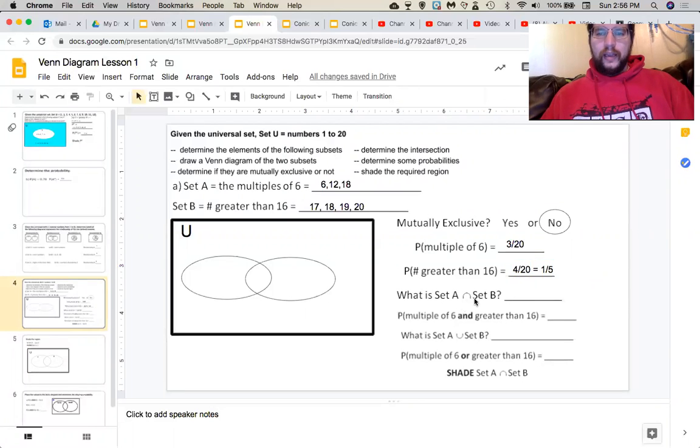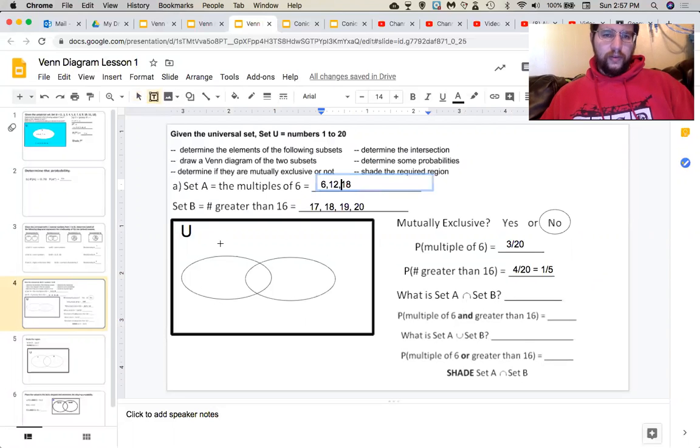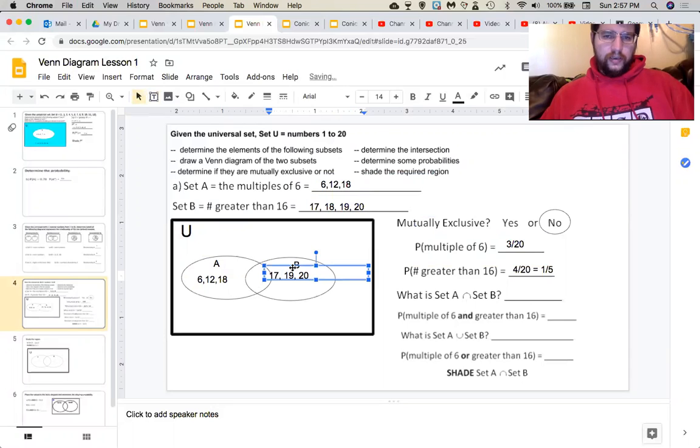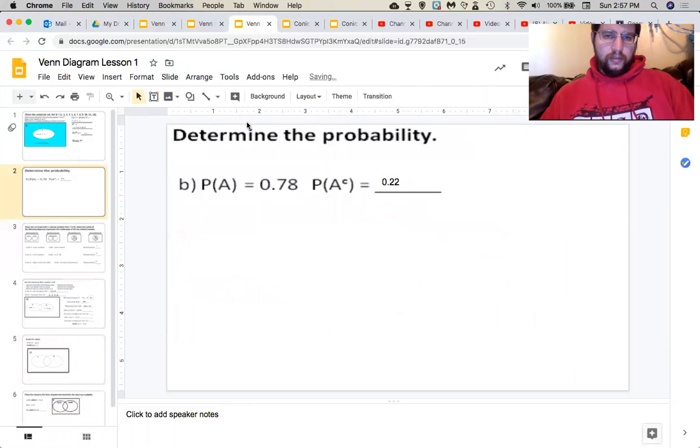What is set A intersect set B? So let's go ahead and fill these out. Okay, so I'm going to name them. I'll call this one set A. This one set B. Okay, so if I copy these, set A is over here. Set B is over here, but what do they have in common? They have that 18, right? So they share 18. So that is their intersection. Oops, sorry, I have no idea what I just did. Undo.